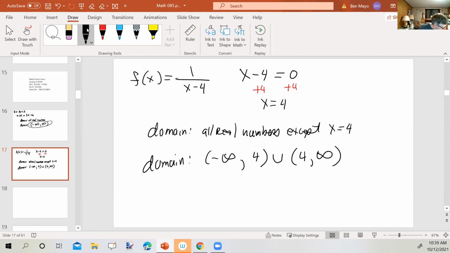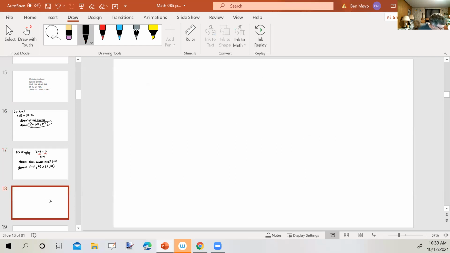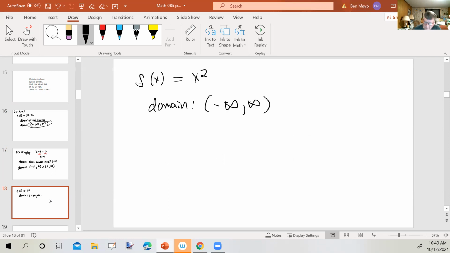Okay, let's take a look at this problem. Let's see here. F of x equals x squared. Any real number I put in there for x and square it, I'll get another real number. There's no denominator, so there's no way it's going to be dividing by 0. So the domain, again, would be all real numbers.